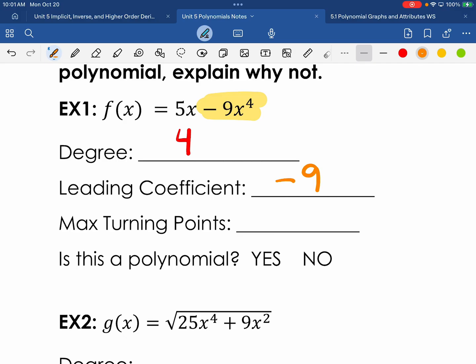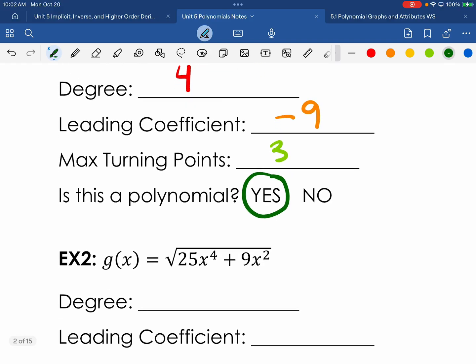All right, so since I have a degree 4, how many turning points could I have? 3. You don't have to have 3 turning points, but that's the most this function could turn. So it could go 1, 2, 3. And is this a polynomial? Yes, because the exponents are regular numbers. When you're talking about fractions and negatives, I'm talking about the exponents. So the first one's an understood 1, the next one's a 4. So regular numbers, no negatives, and no fractions.